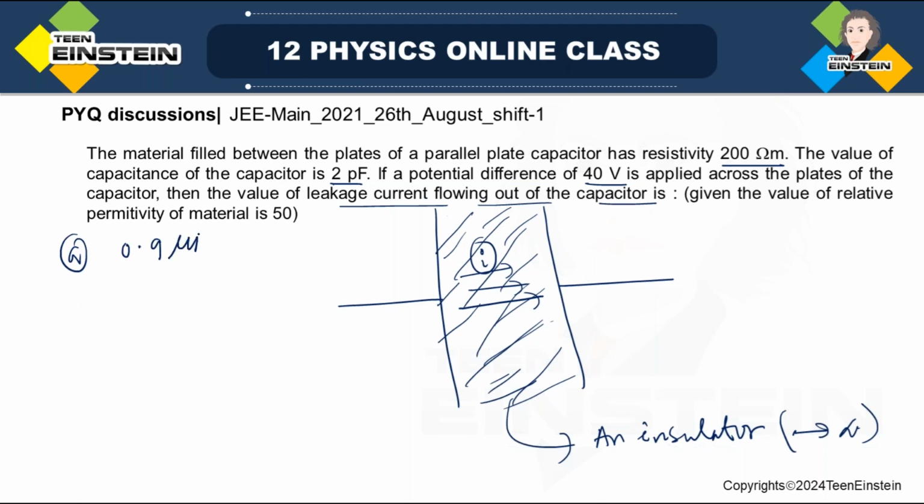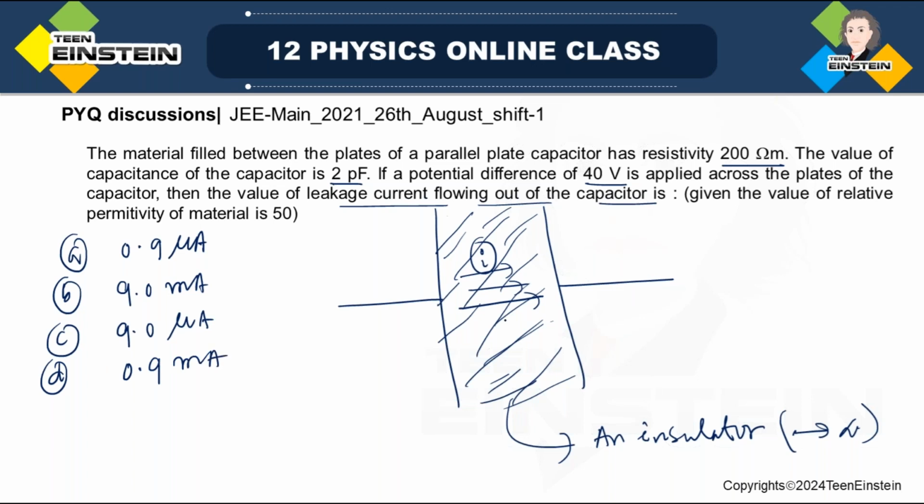Leakage current options are given as: option A, 0.9 microampere. Option B says it is 9 milliampere. Option C says it is 9.0 microampere, and option D says it is 0.9 milliampere.